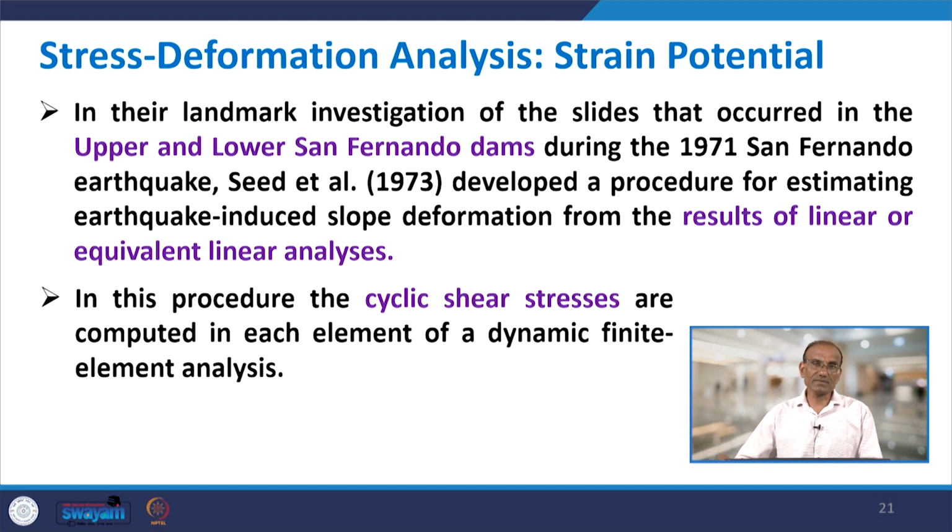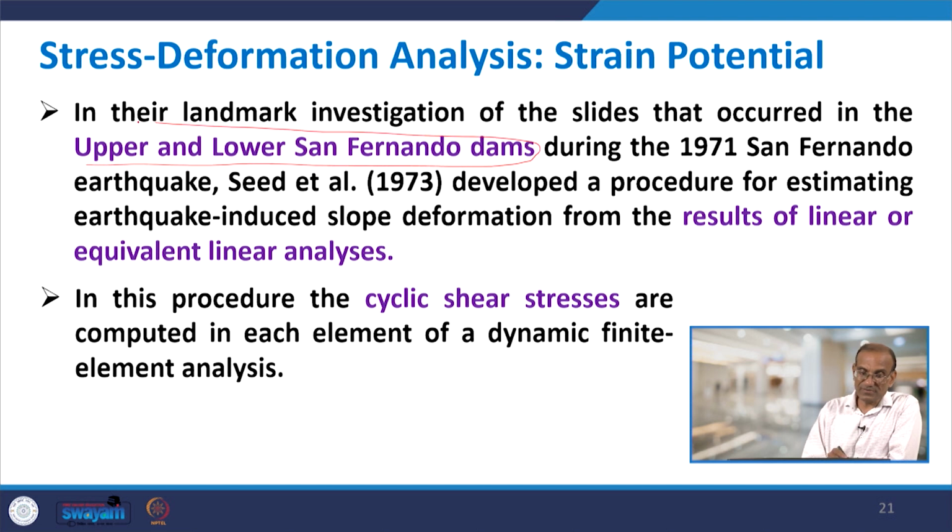Here the first approach is what we call the strain potential approach, and in this case, in a landmark investigation of the slides that occurred, one example is the Upper and Lower San Fernando Dams during the 1971 San Fernando earthquake. So, what happened during this earthquake? There are two dams, one is the Upper San Fernando Dam, another is the Lower San Fernando Dam, and both dams were hydraulic fills, as we discussed earlier.